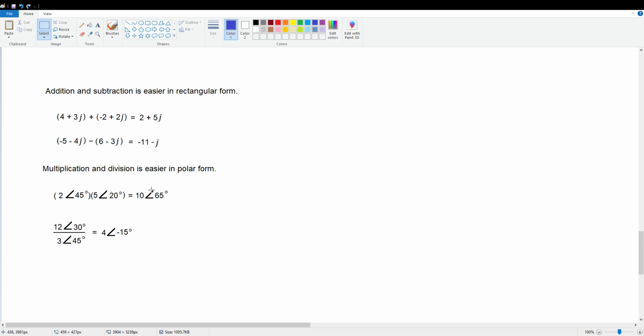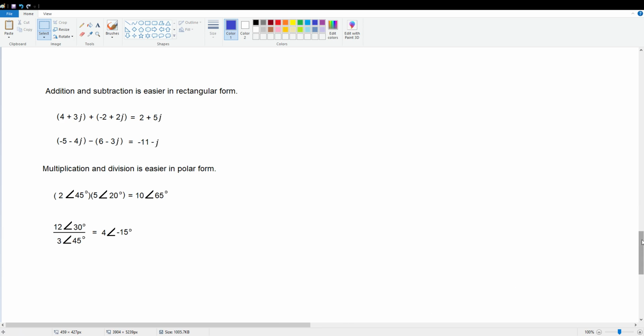The reason we're doing that is because fundamentally these are exponentials, and when you multiply two exponentials, you add the exponents, so the angles add. Right? Likewise for division, 12 at an angle of 30 divided by 3 at 45 would be 12 over 3, which is 4, at an angle of 30 minus 45, which is negative 15. Okay, so addition and subtraction, rectangular form, multiplication and division, polar form.